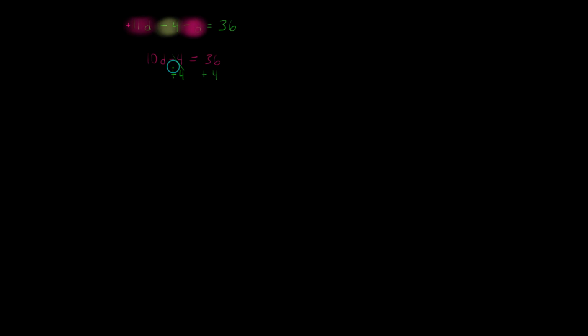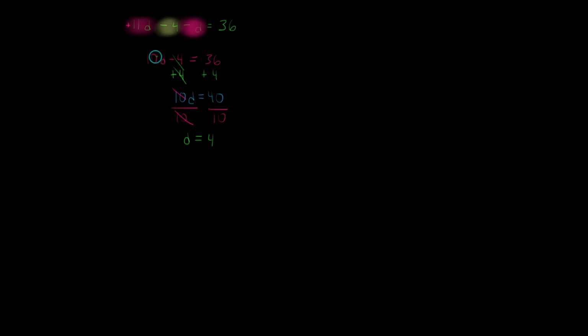Now subtraction of 4, addition of 4 cancel out. I'm left with 10d is equal to 36 plus 4 is 40. So I'm going to divide both sides by 10. Now both 10s here, a multiplication of 10, division of 10 cancel out. I'm left with d is equal to 40 divided by 10 is 4.